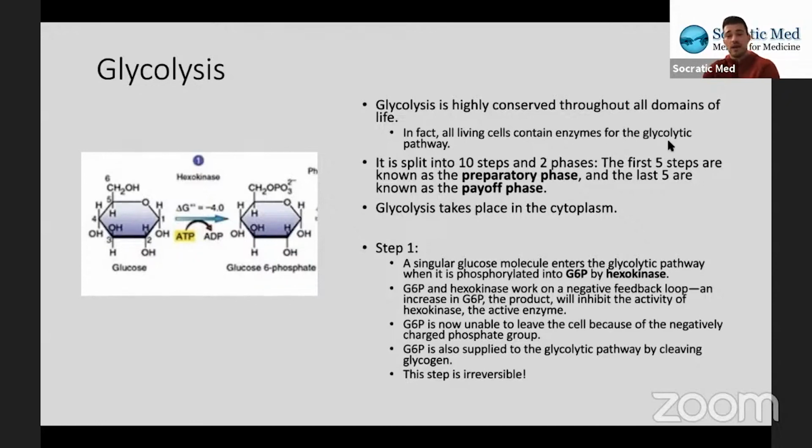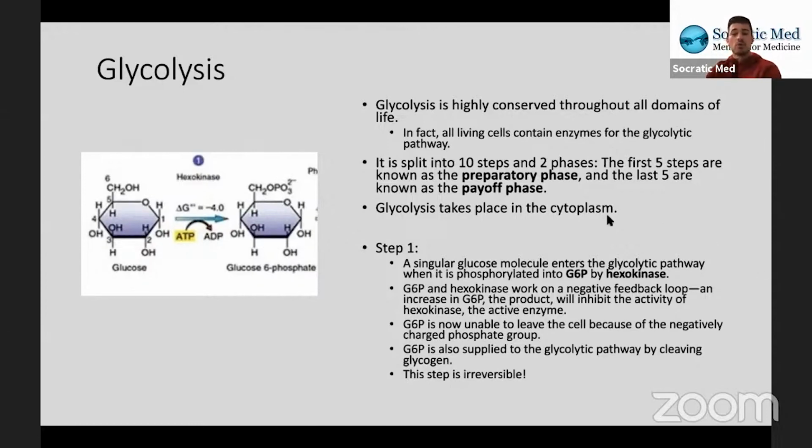but pretty much all living cells throughout all domains of life contain the enzymes for this glycolytic pathway, so they do perform glycolysis. And glycolysis is split into 10 steps, and we can even divide those 10 steps into 2 phases. So the first 5 steps are known as the preparatory phase, and the last 5 steps are known as the payoff phase. Sometimes the preparatory phase is known as the investment phase as well, because we're actually going to be spending ATP in order to prepare these molecules for the payoff phase, where we'll actually make some ATP and we'll make some of those high energy electron carriers as well.